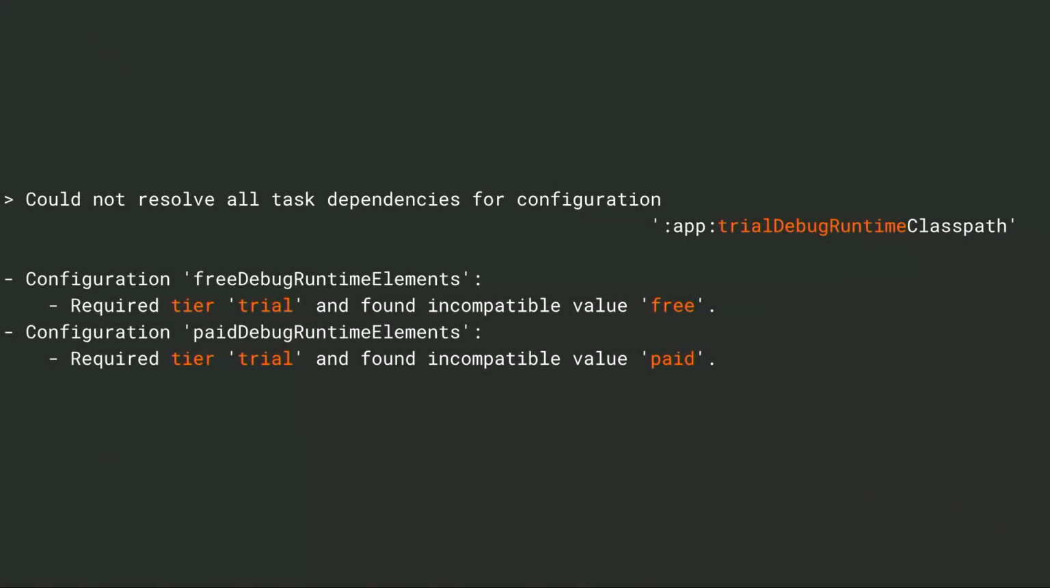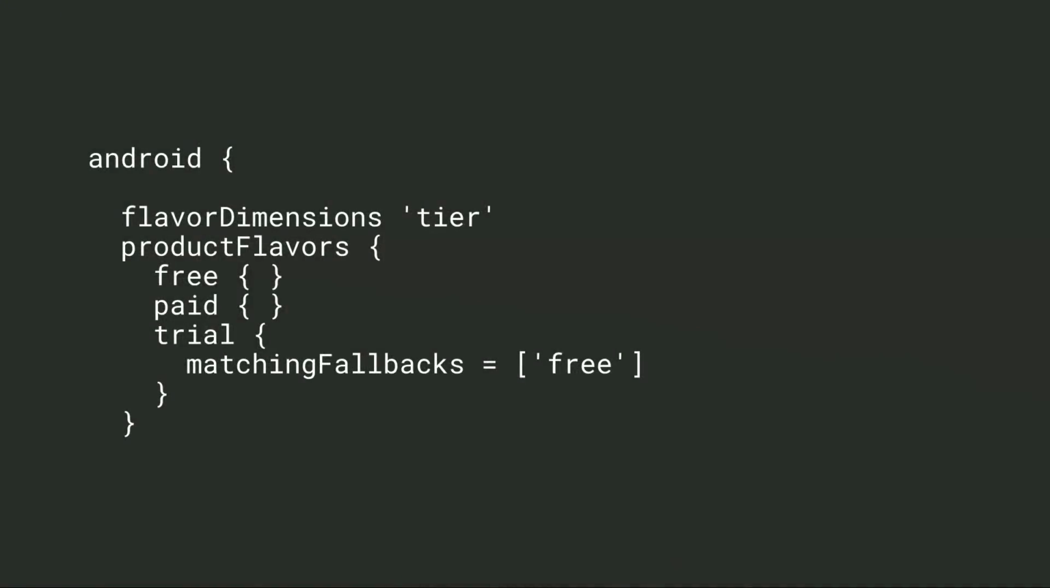You have the same exact principle if you have a missing flavor dimension value. Here, the error message is a little bit different because there are potentially multiple flavors, so they're named, tier being the name of the flavor dimension. But it's the same problem: it's not finding trial when you're searching for it. And so the fix is basically exactly the same one. You're just assigning a matching fallback on the trial one. And you do that on the consuming side, on the app side, not the library. Or if it's a library that depends on a library, you always put it on the consuming side.